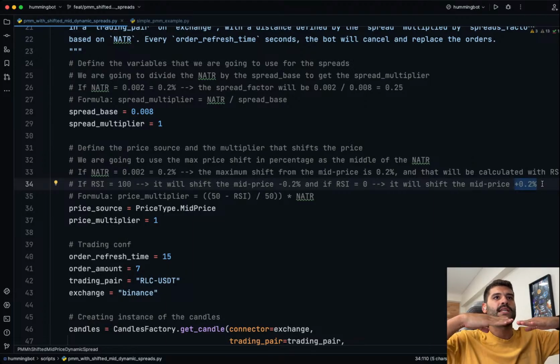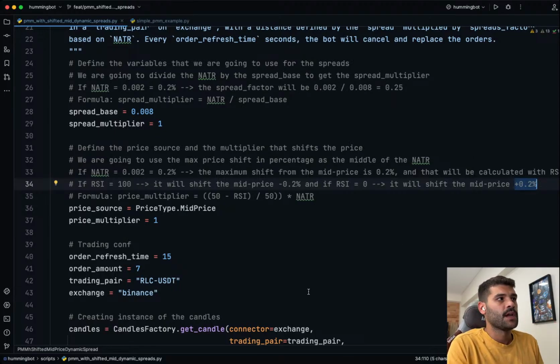But essentially, I'm setting a cap to shift the price based on the size that I am expecting from the normalized average true range. I'm saying you cannot move the mid price more than the average true range. You can also say the average true range divided by 2 or change the parameter as you want. It's just a way to do it.